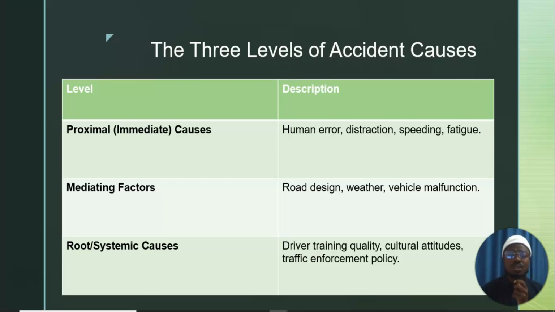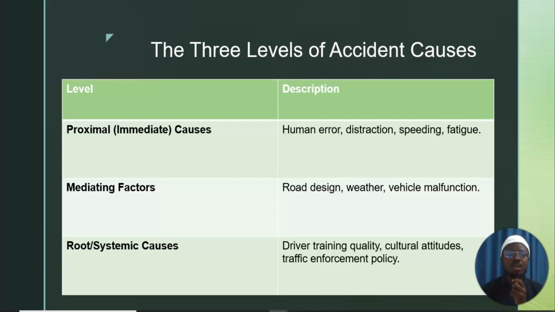Another thing is the cultural attitudes and traffic enforcement policies. I also explained in the previous videos that there are some cities, some countries, or some states that have a poor traffic enforcement policy. Drivers know they can get away with anything they do when they go against the policy or the law when it comes to driving.